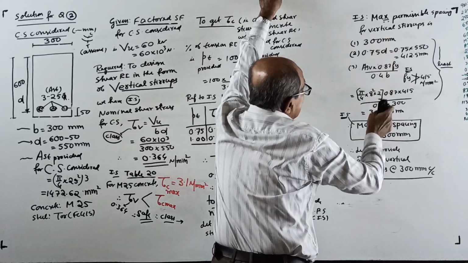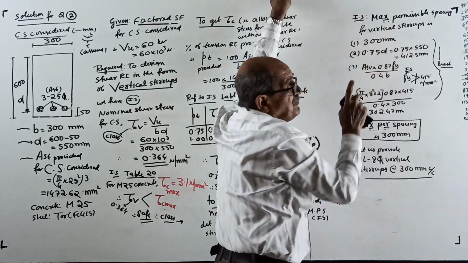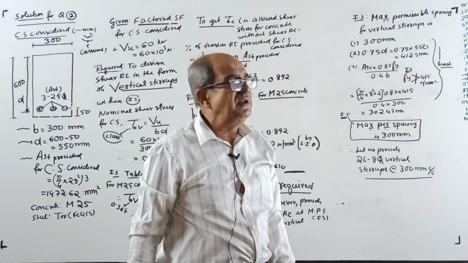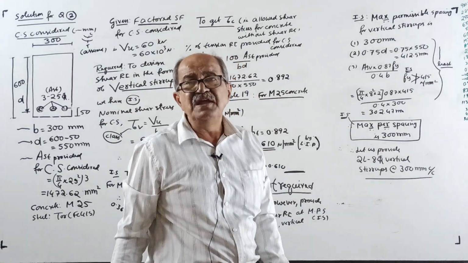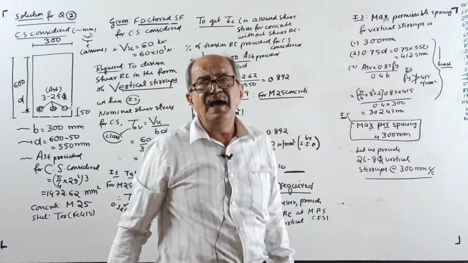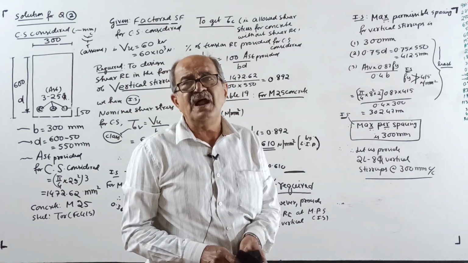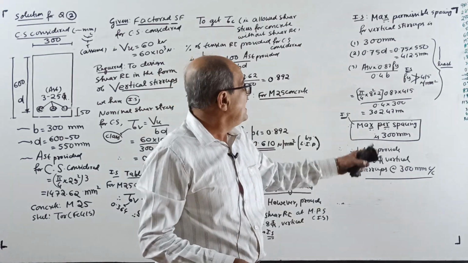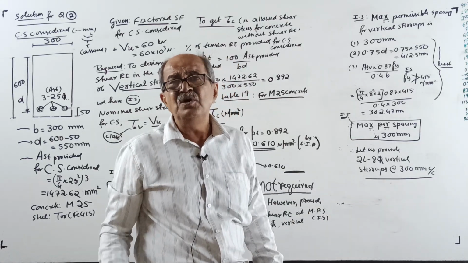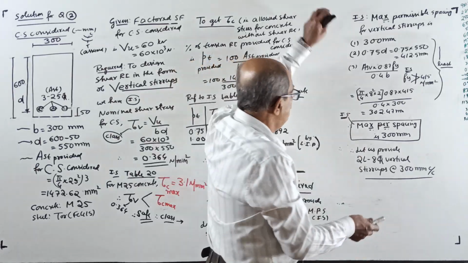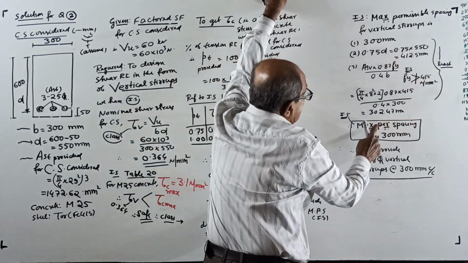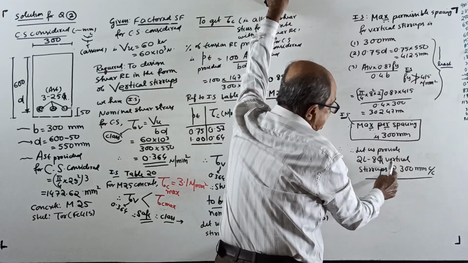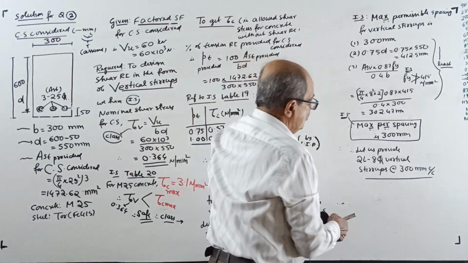Now, 3 values are there. They are the maximum permissible limit. Common sense: whenever a maximum permissible limit is there, you have to always take the least value. In YouTube, one class I am uploading for the general public, not for RCC. The maximum-minimum confusion I am removing with the technical explanation and also financial matter. Therefore, among the 3, the least value is 300. So let us provide 2-legged 8 mm Tor vertical stirrups at 300 mm center to center. Question 2 over.